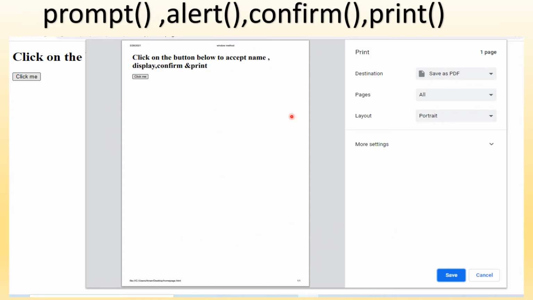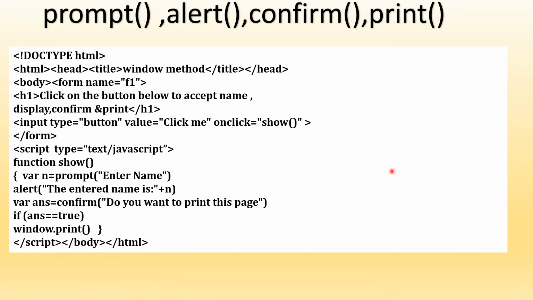Here, the page in which H1 and button is there, that is printed. Ask for the confirmation. So this is what the program using all these methods: prompt, alert, confirm, and print. This is just to understand this. You don't have to study as such, but you should know what print is, what confirm is, what alert is, what prompt is. This will come for your objective questions, so you should be well aware of these methods.